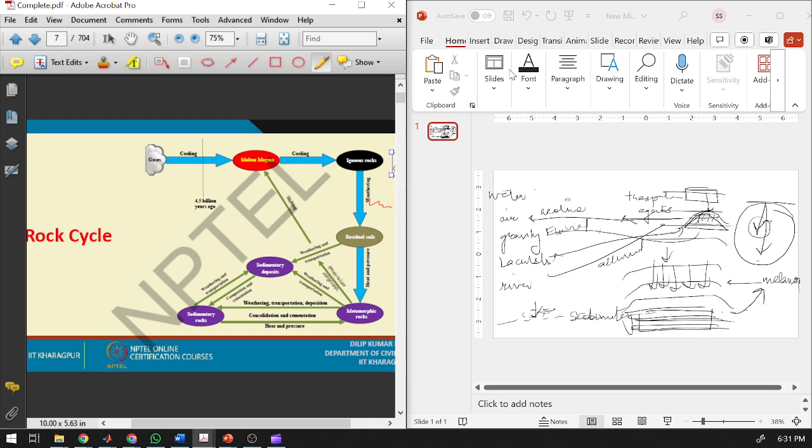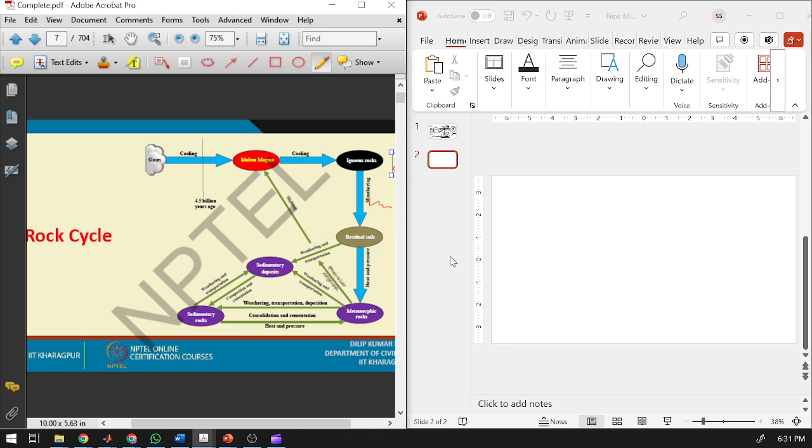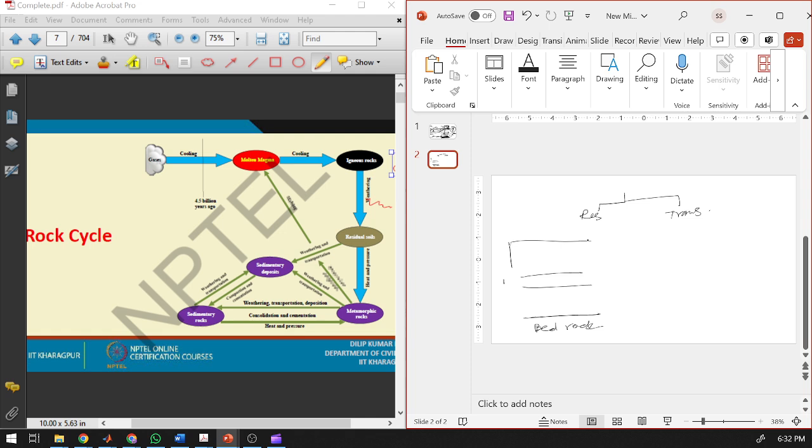See, what I'm saying is you have two kinds of soils, residual and transported. In residual soil, what happens is this is your bedrock, and then this is the transition zone, and this is the soil, residual soil.